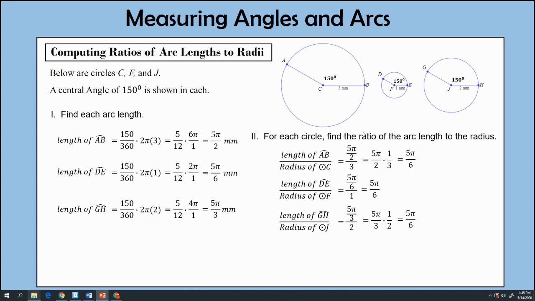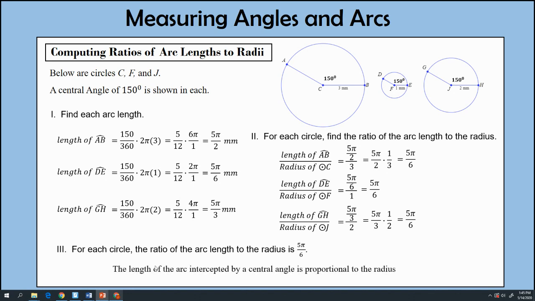It's a ratio. It's not something you just generate on its own. So the last part here is for each circle, we can see the ratio of arc length to radius is 5 pi over 6. I think in your homework, they're going to give you a multiple choice here. And the choice is this: the length of the arc intercepted by a central angle is always proportional to the radius. Okay. And that's for any size circle.